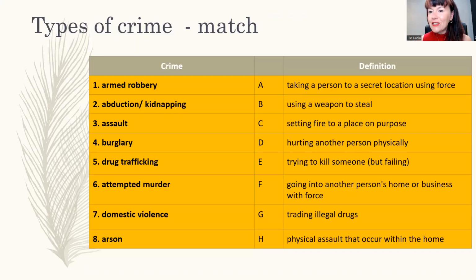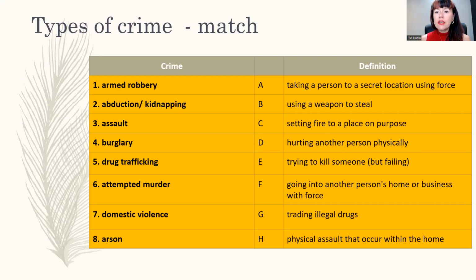Okay, since our topic is crime and punishment, we're going to finish this presentation with two exercises. The first one is types of crime, and here we are going to match the crime with its definition. So the first one is armed robbery, abduction, kidnapping, assault, burglary, drug trafficking, attempted murder, domestic violence, and arson. And here are the definitions.